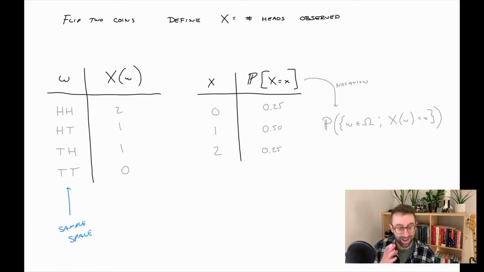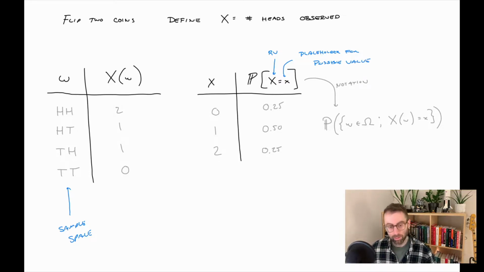Now, a note on the notation here. This probability statement is about a random variable, big X, and this little x is a placeholder for a possible value of the random variable. But even that notation is kind of a shorthand that doesn't necessarily make sense.